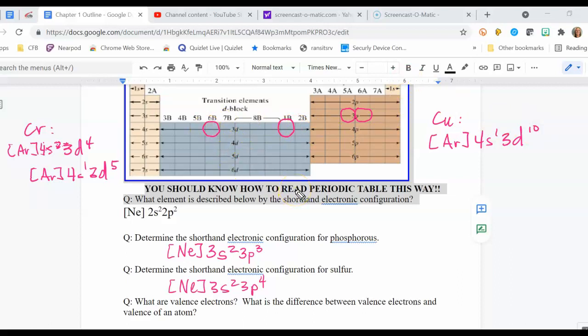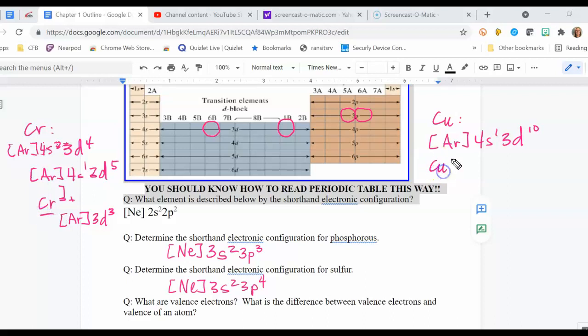That also means that if we have a charged particle of chromium, let's say chromium 3 plus, let's remember that the electrons come from the outer energy level first and work inside. So our electron configuration for chromium 3 plus is going to be [Ar]. The 4s1 electron is going to disappear, and 2 of the 3d electrons are going to disappear. So we end up with 3d3 for chromium 3 plus.